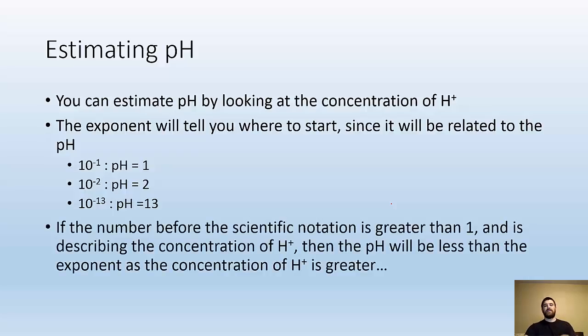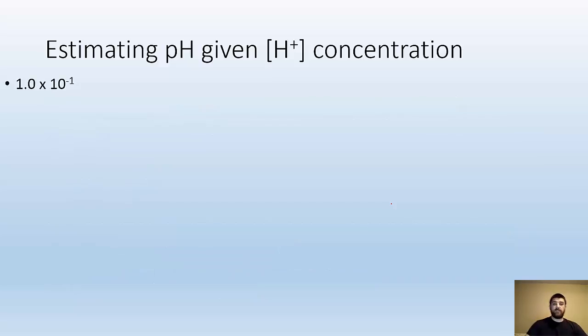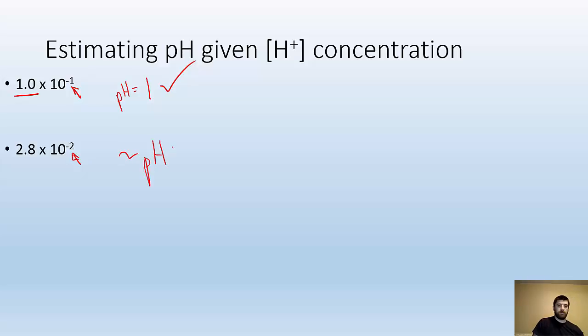Okay, so if the number before the scientific notation is greater than 1, and is describing the concentration of H plus, the pH will be less than the exponent as the concentration of H plus is greater. Let me just show you what I mean by all those words. All right, so they give us a concentration of H plus. They tell me that it's 1 times 10 to the minus 1. So I'm looking at this. That minus 1 is going to tell me that it's going to have a pH of about 1. And because it's exactly 1 right there, I know it has to actually be exactly a pH of 1. So if I had 2.8 times 10 to the minus 2, well, I'm going to look at the exponent first, and the minus 2 is telling me that it's probably around a pH of 2.